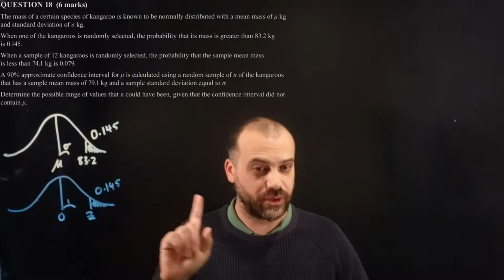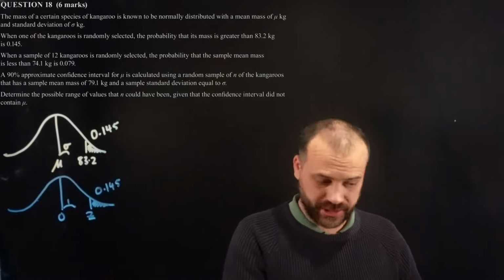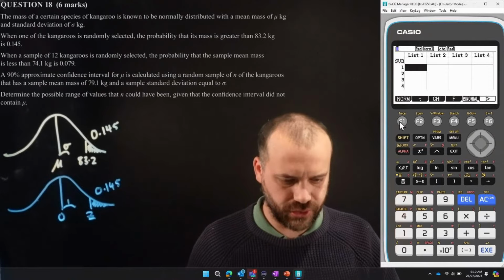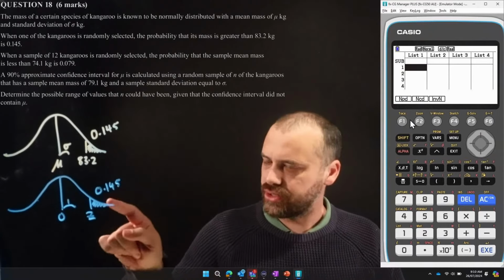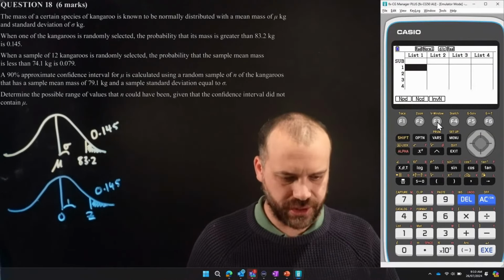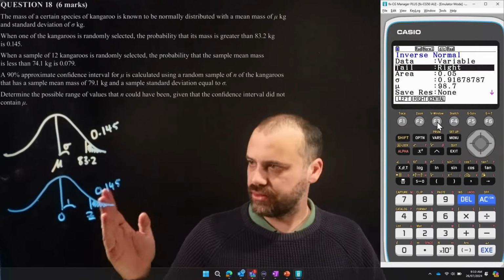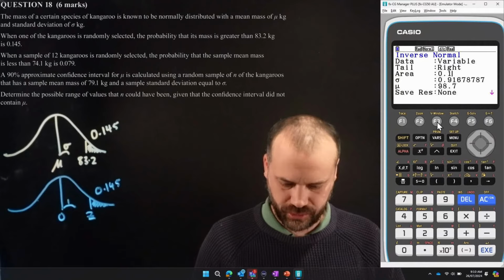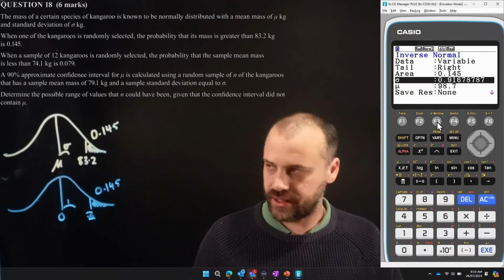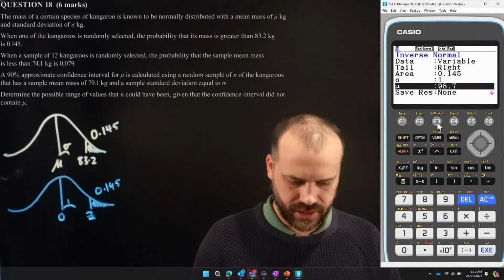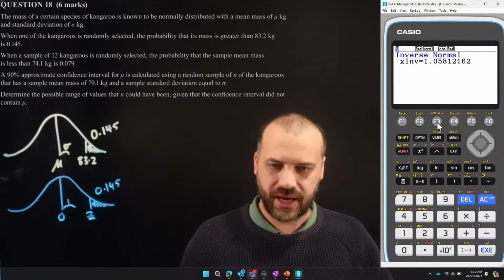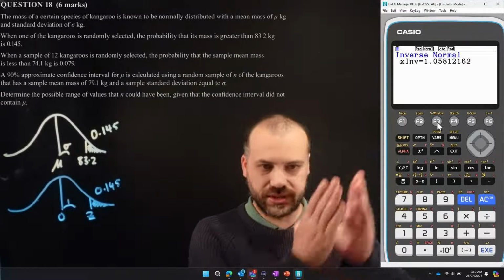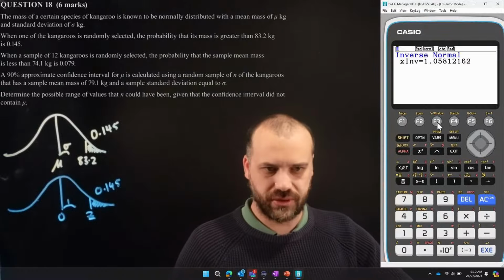I can find out what my z-score is by getting out my calculator. So here's my calculator, and I'm going to go distributions, normal distributions. Now I know the area, so I'm going to go an inverse normal. Now the right tail, the area is 0.145. And the standard deviation is 1 and the mean is 0. And that is my z-score. And that's very, very important. So z is equal to 1.058.